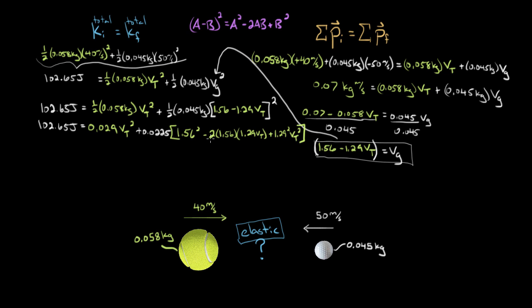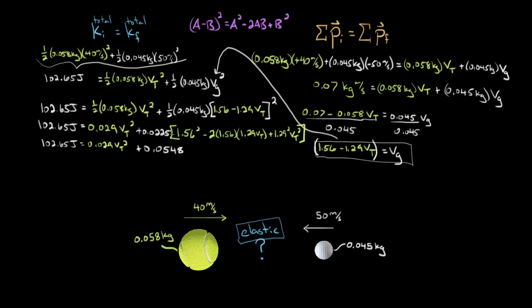So I've got this big mess now. I just need to clean it up. The left-hand side is still 102.65. I've still got this 0.029 VT squared sitting here, but I need to multiply this 0.0225 throughout this whole quantity because it's multiplying this whole quantity. So if I do that, I'll get plus 0.0548.